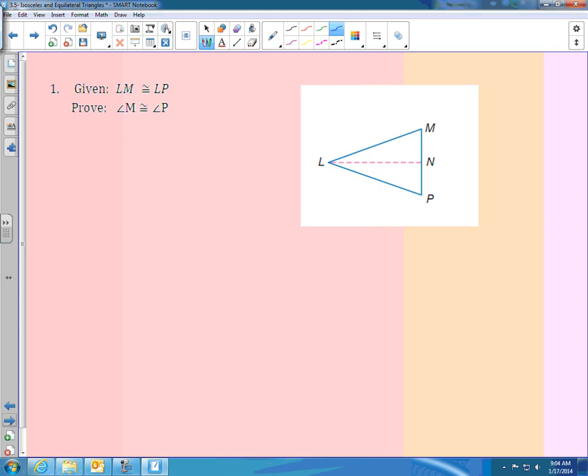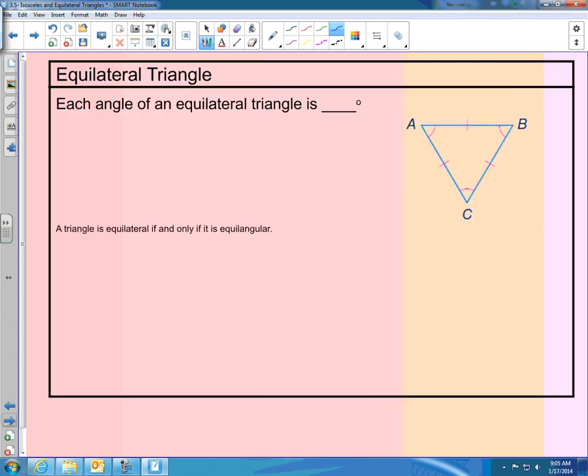Problem 3 is this proof, and we're actually going to do this proof in class together, so we'll hold off on that. So let's talk about some equilateral triangles.